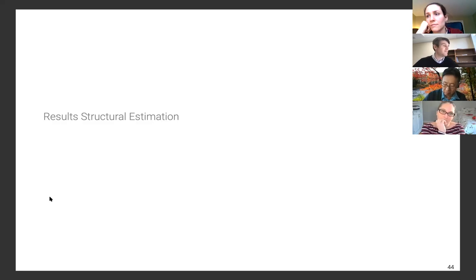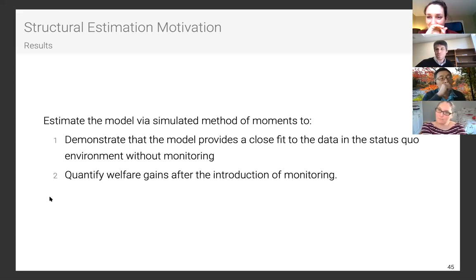Okay, in a very quick amount of time, I'm going to go through the structural estimation. The reason we do this is, one, we want to validate that our model actually makes sense, so we match it to the control data. But more importantly, we want to try to quantify these unobserved welfare changes, particularly on the worker side.